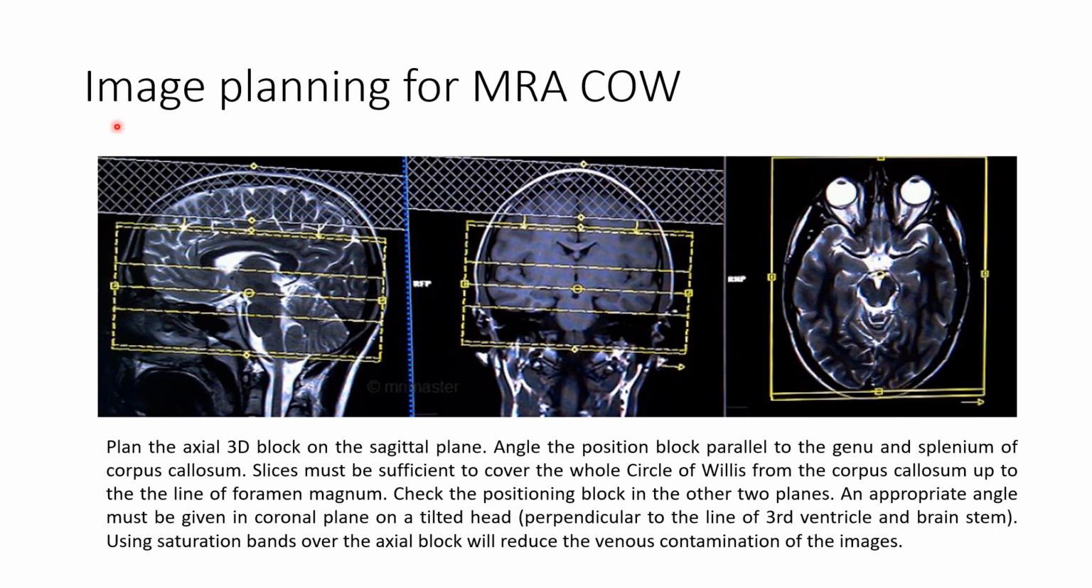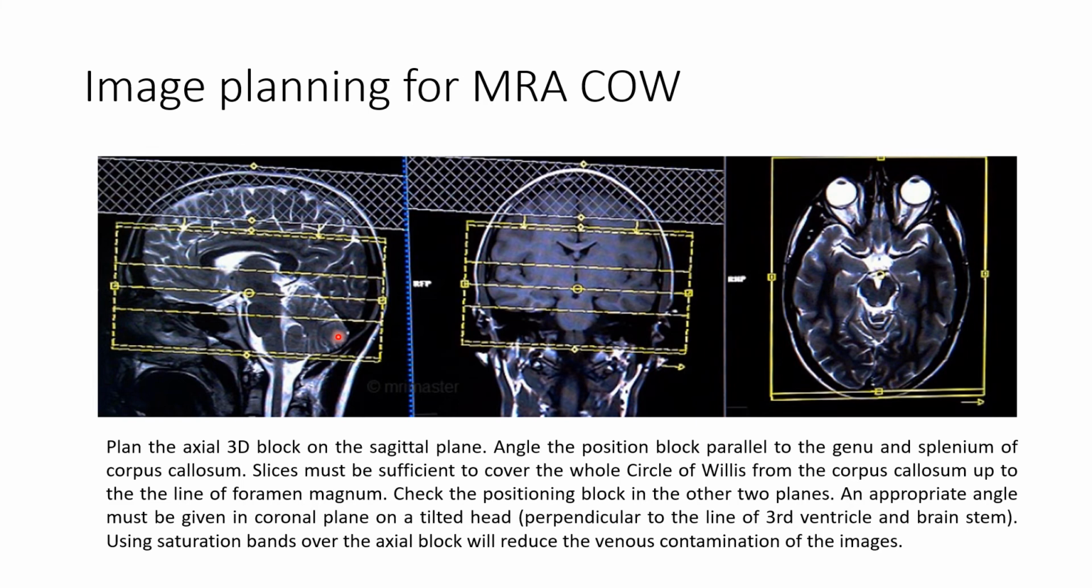Image planning for MRA circle of Willis. Plan the axial 3D block on the sagittal plane. Angle the position block parallel to the genu and splenium of corpus callosum, here. Slices must be sufficient to cover the whole circle of Willis from the corpus callosum here up to the line of the foramen magnum here.